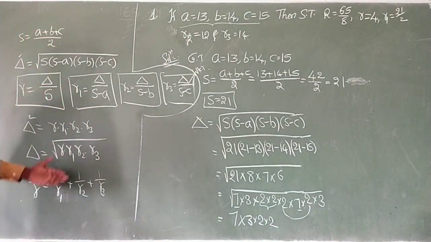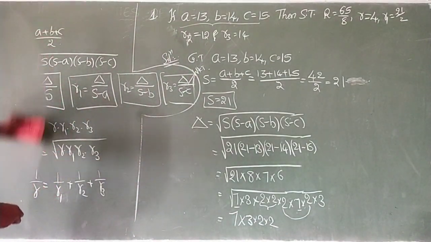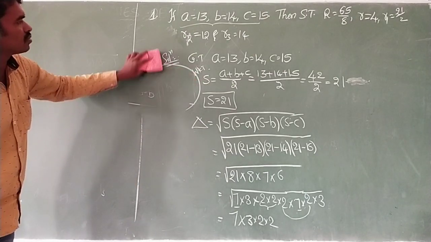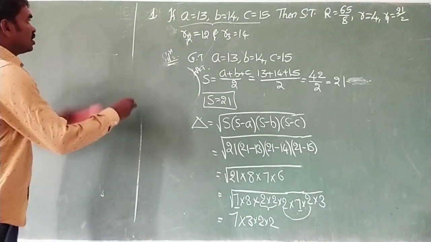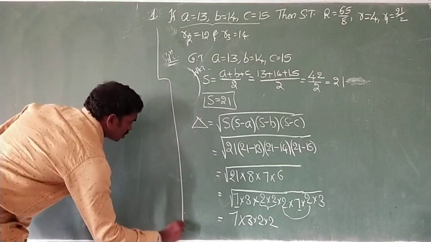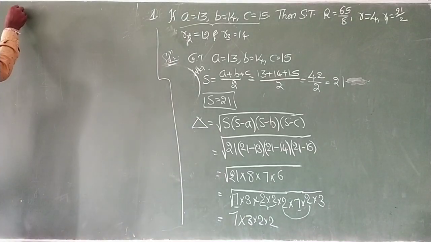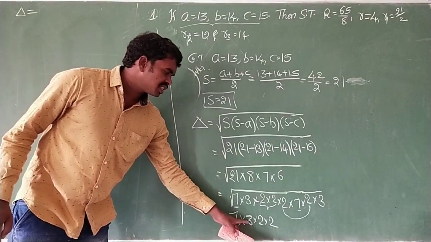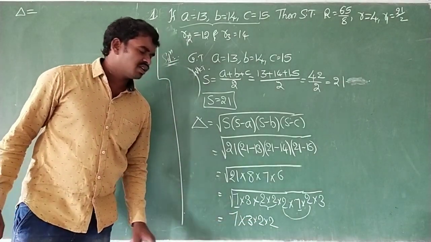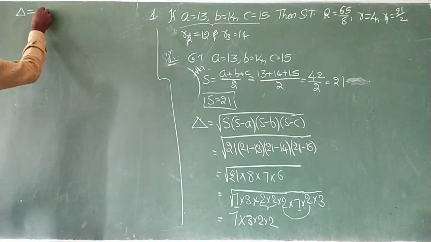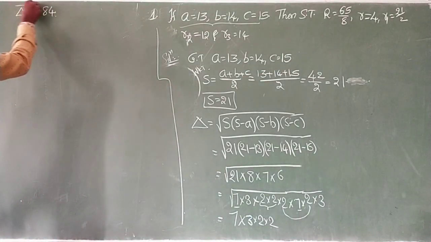Is it okay? Very simple problem. So we get delta is equal to how much? 7 threes are 21, 21 twos are 42, 42 twos are 84. So finally we got the delta value also.